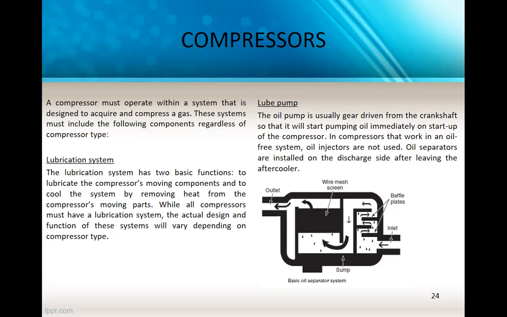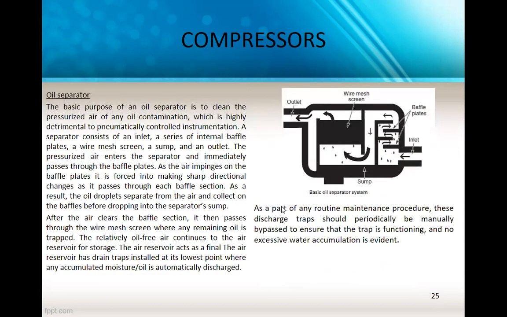Oil separators are installed on the discharge side after leaving the aftercooler. The air enters here, so the bubble plates make the oil drop out. Here there is a wire mesh screen, which traps the oil. Here, it is already clean. So, the oil separator. The basic purpose of an oil separator is to clean the pressurized air of any contamination, which is highly detrimental to pneumatically controlled instrumentation. A separator consists of an inlet, a series of internal bubble plates, a wire mesh screen, a sump, and an outlet.